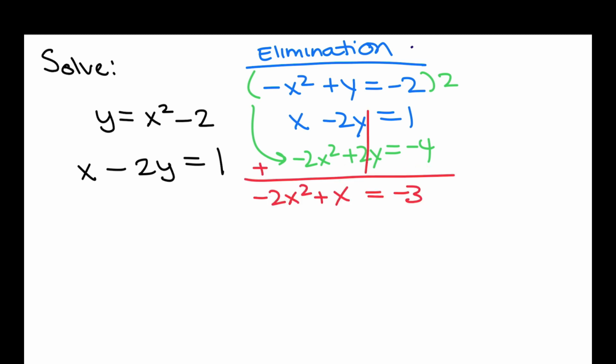Now if I add the two equations together, we can't combine the x and the negative 2x squared, so we'll just write that as negative 2x squared plus x. The y's disappear. 1 plus negative 4 is negative 3. And if we set this to 0, this is the exact same quadratic we had in the previous example. So I'm going to stop here since we've already solved this equation. But we would continue in the same way. We'd use the quadratic formula or try to factor to find our solutions.